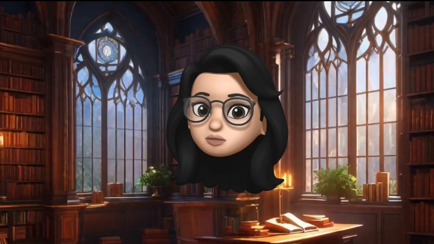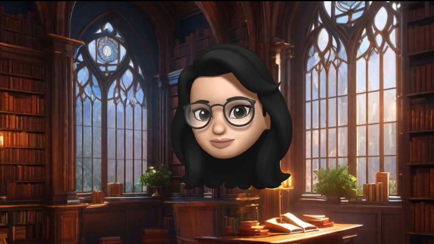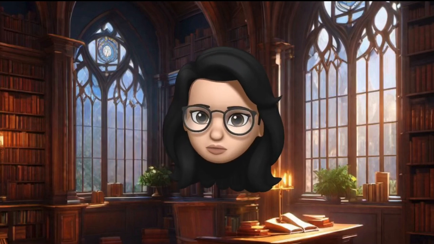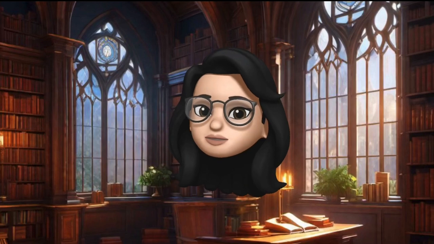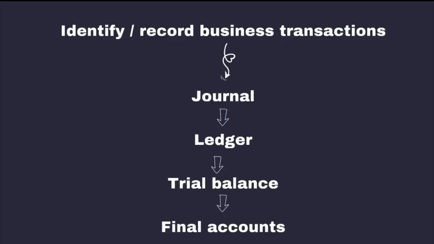To understand the importance of journal entries, we must first understand the basic accounting process. So let's look at the steps in an accounting process so we can get a really nice rough idea of what we're getting ourselves into. The first step in the accounting process is to identify and record business transactions, after which we post them into a journal, following a ledger, trial balance, and finally, the final accounts.